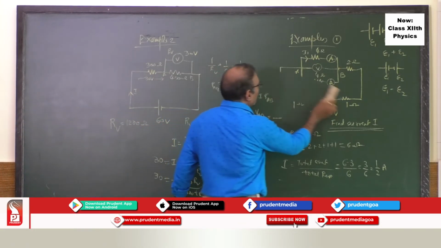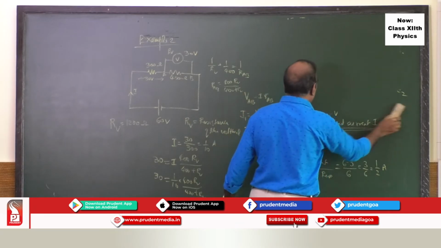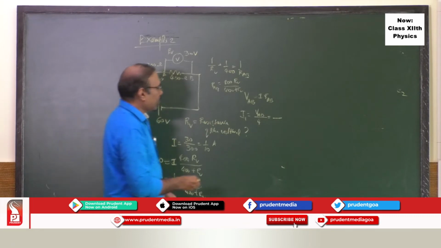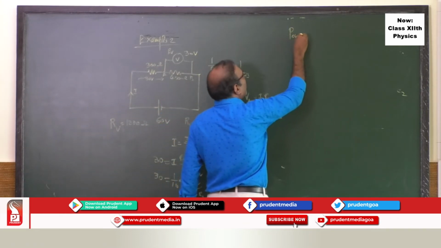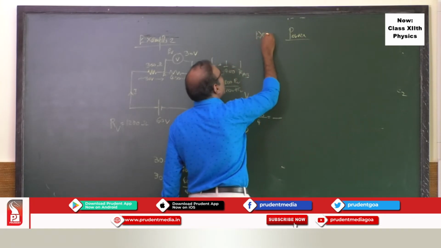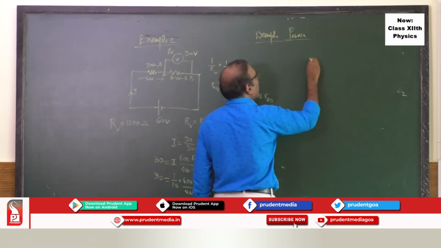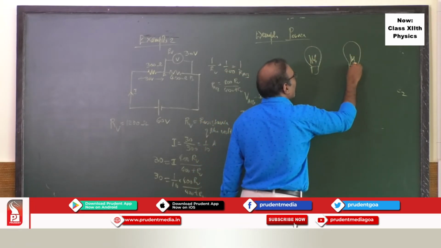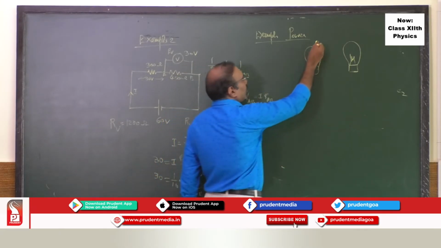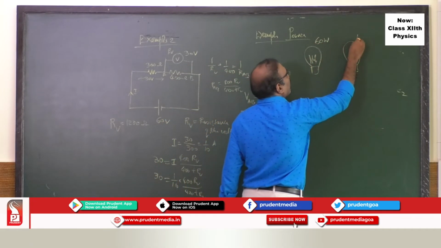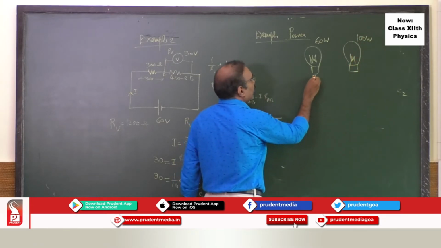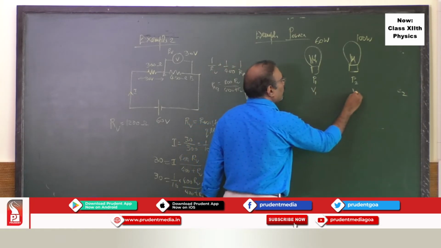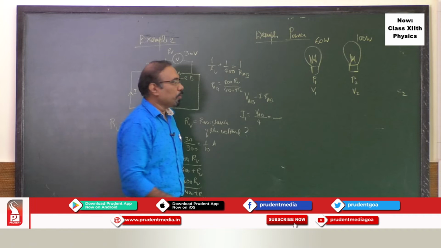So let's see how to solve situations on bulbs, power, and other things. So, examples on power. Suppose we have a bulb. This is one bulb. This is another bulb. This bulb is, suppose, 60 watt. This bulb is say 100 watt. The power of this is P1, the power of this is P2. The rating voltage is V1, the rating voltage is V2.